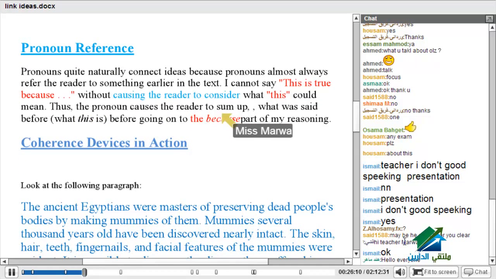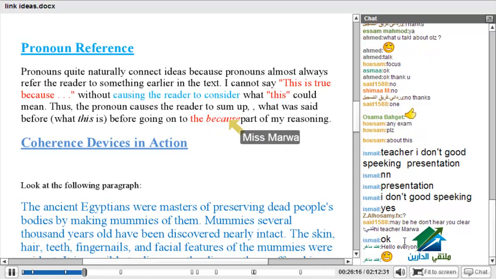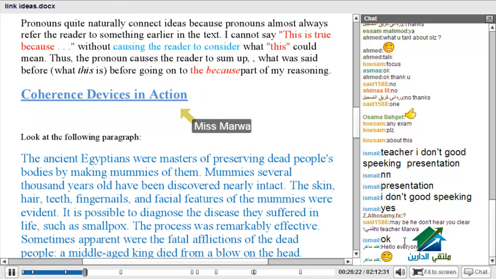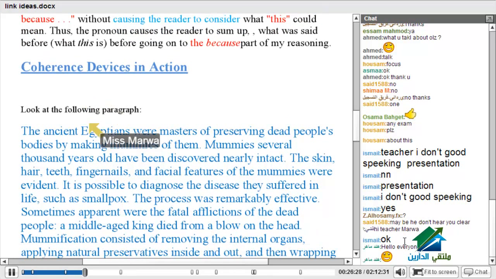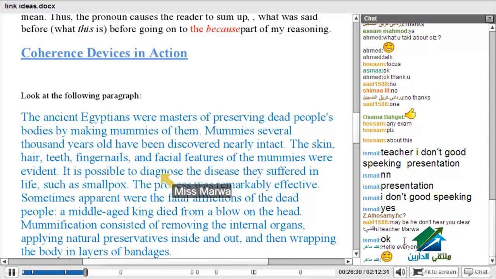Thus, the pronoun causes the reader to sum up what was said before going on to the next point, because part of my reasoning. Now, we will stop studying the theoretical parts. خلينا نشوف كده حاجة practical.